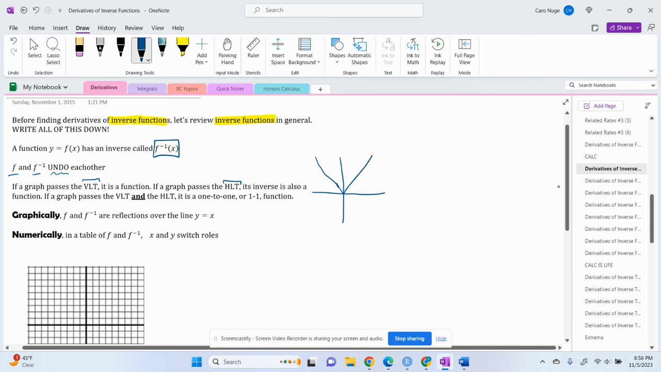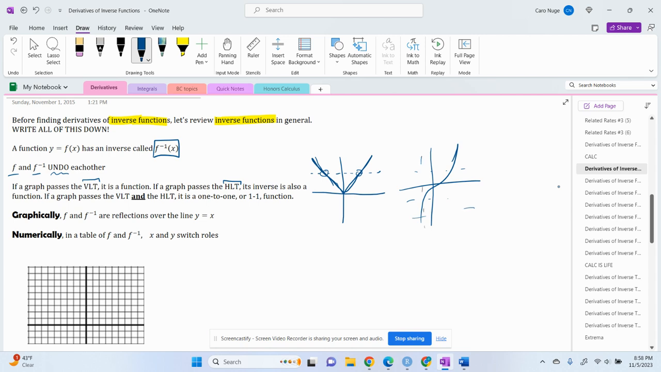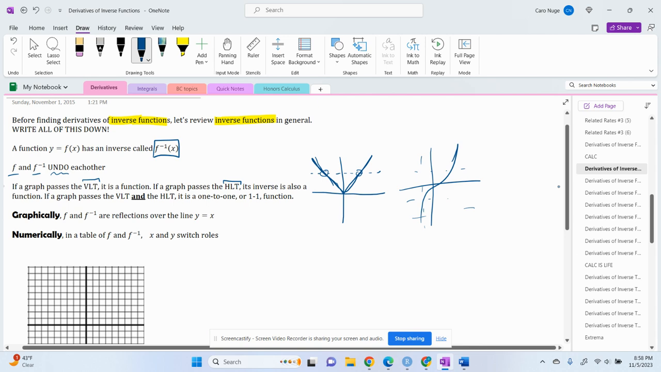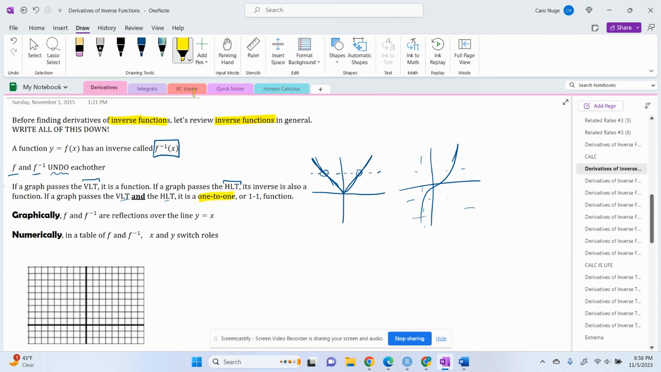So like the absolute value of x, this function does not pass the horizontal line test because more than one point hits a horizontal line. But something like this does pass the horizontal line test. This also passes the vertical line test. If a graph passes a vertical line test and horizontal line test, then it is called one-to-one. Typically, it's abbreviated 1-1, a one-to-one function. So that means the function has an inverse. The function and its inverse are functions.